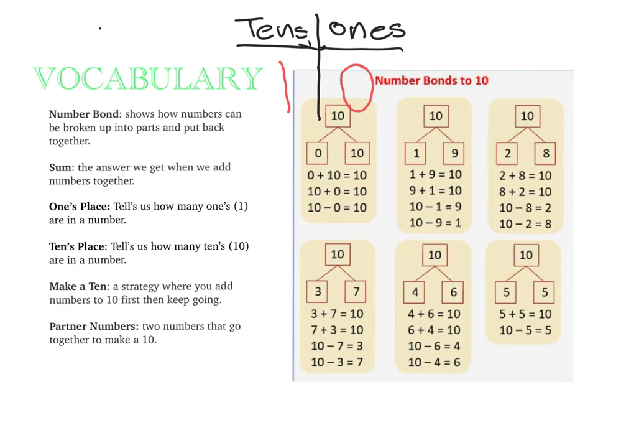A partner number is 2 numbers that go together to make a 10. So we know that 1 and 9 are partner numbers for 10, 2 and 8 are partner numbers for 10, 3 and 7 are partner numbers for 10, 4 and 6 are partner numbers for 10, and 5 and 5 are partner numbers for 10. Let's move on to our first activity.